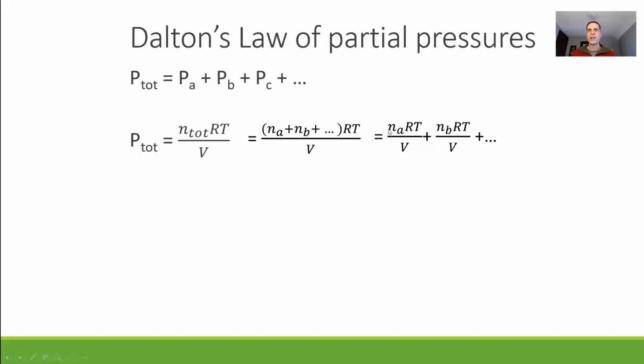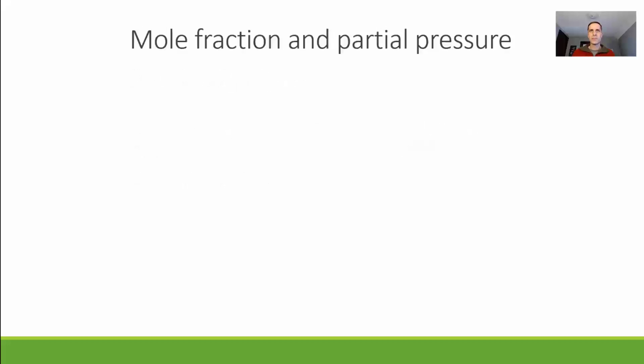But of course, if we think about it, n sub A, the number of moles of A that we have, times RT over V is really just the pressure of A. And this would be the pressure of B. And so we can see how that might actually come about in a way that would make a lot of sense to us. So again, seeing it mathematically, it's like, oh yeah, that kind of works out.